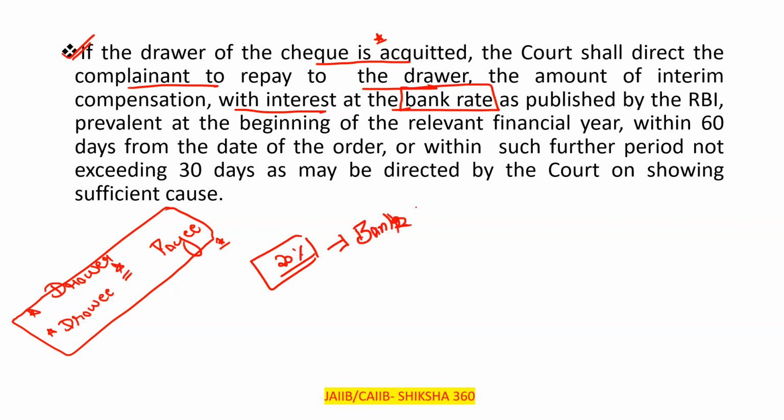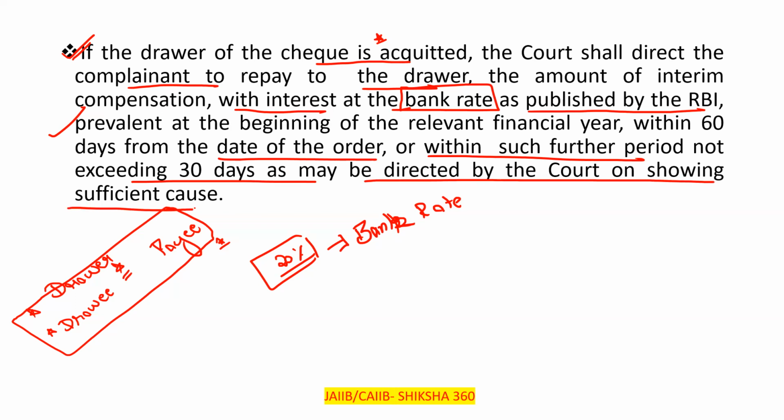Along with the interest at the bank rate as published by the RBI, prevalent at the beginning of the relevant financial year, within 60 days from the date of the order, or within such further period not exceeding 30 days as may be directed by the court on showing sufficient cause. Clear? So basically within 60 days they have to pay.